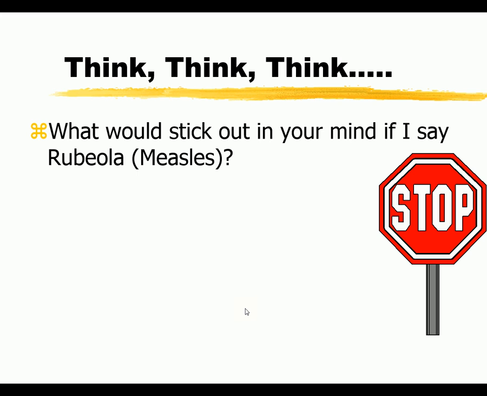So think. What really sticks out in your mind when I say rubeola measles? Koplik spots was my big thing. Koplik spots. What was distinguishing about the rash? It occurred behind the ears, then the face, and then head to toe. It's going to be there for a long time, 10 to 15 days, and know about the MMR.